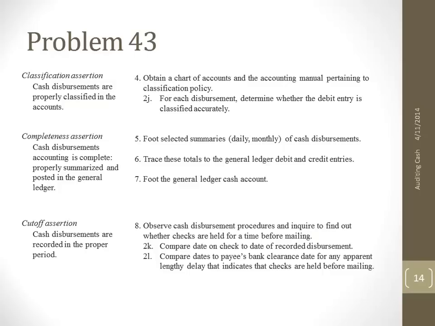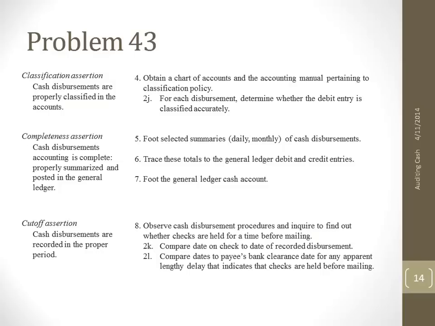And then the cutoff assertion, again, is making sure that cash disbursements are recorded in the correct period. So again, observe cash disbursement procedures and talk to management. If there are checks being held for an unusually long amount of time, you want to find out why that's being done. Compare the date on the check to the recorded disbursement. Compare dates to the payee's bank clearance date for any apparent lengthy delays. Because if a check was issued, I don't know, December 1st, and that check didn't clear until 3 months later, that's kind of unusual. So you want to follow up on that.